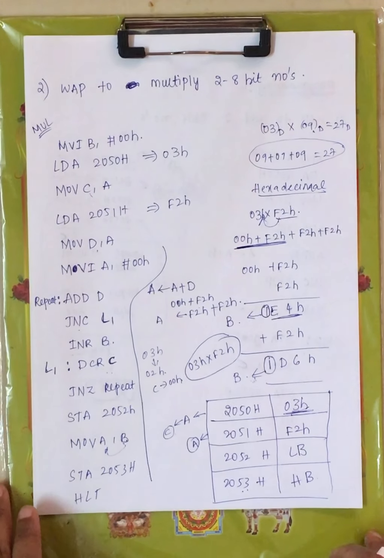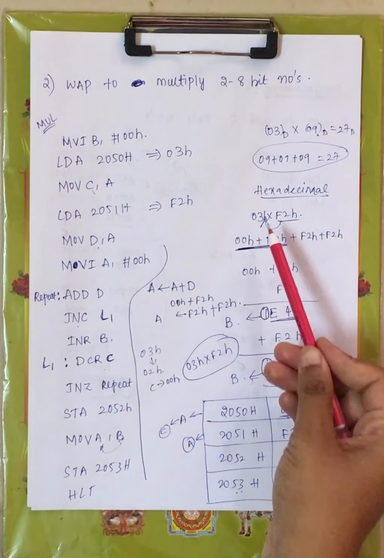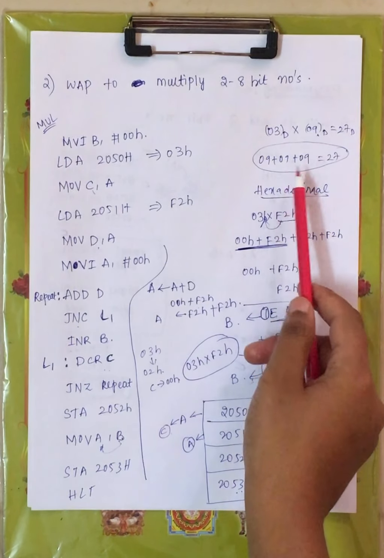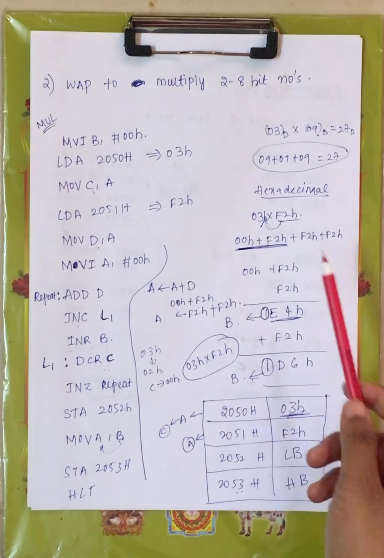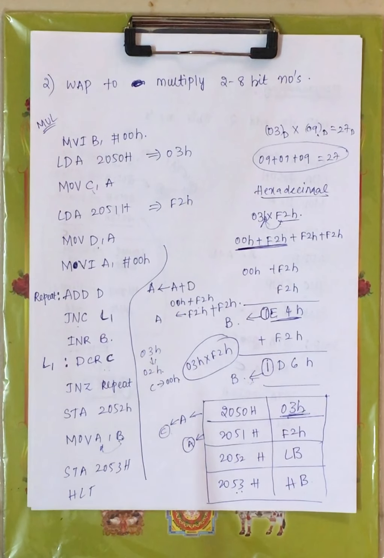Now let me explain again. We don't have any special instruction to multiply two 8-bit numbers. We can follow one logic, that is, if you see this, I am considering 03H into F2H.